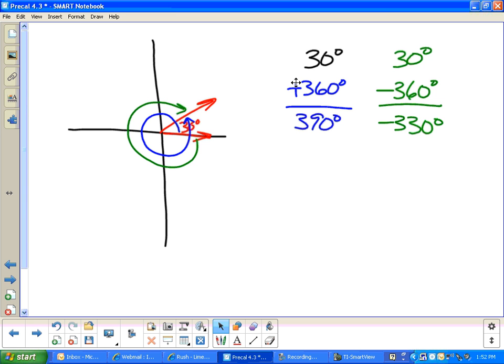Basically, think about any diver or something who's doing a 360 or 720 or 1080. They're just doing additional spins when they do their dive, and that's what you should think of when you're doing these angles. Adding 360 or subtracting 360 gets you to the same point.